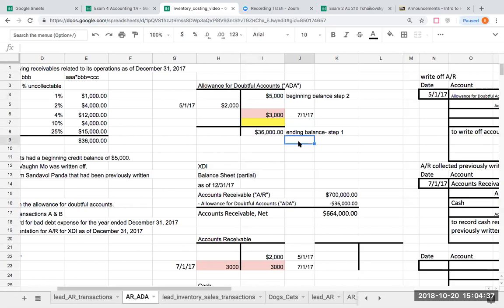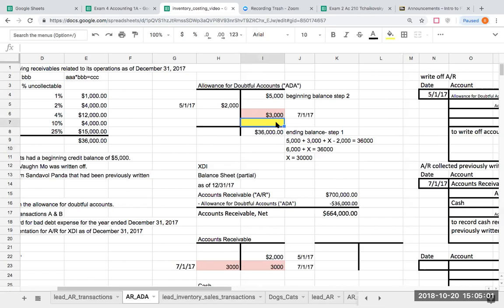We're going to have here 5,000 plus 3,000 plus X minus 2,000 equals 36,000. Or 6,000 plus X equals 36,000. X is going to equal 30,000.